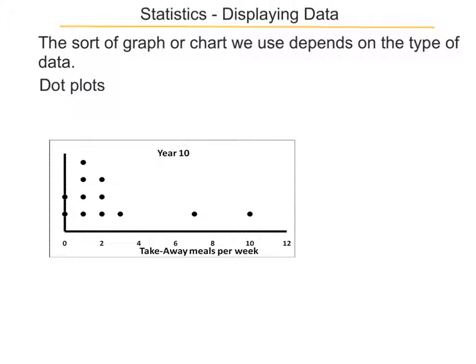This is an example of a dot plot. You can notice that along the x-axis we have the thing that we're interested in, which is the number of takeaway meals. And as always, up the vertical axis is the frequency, how often we counted that number. So it's pretty easy to see because of the dots that for 2 takeaway meals per week, there were 1, 2, 3 people doing that in this Year 10 class.